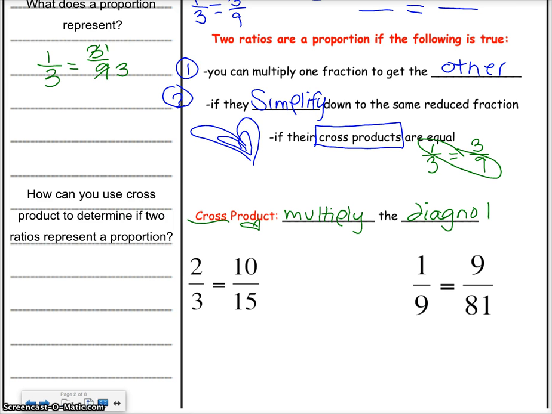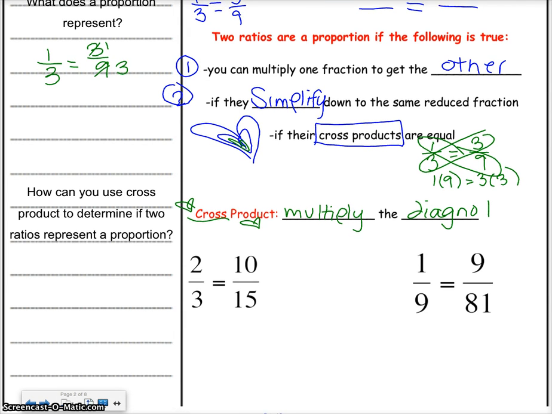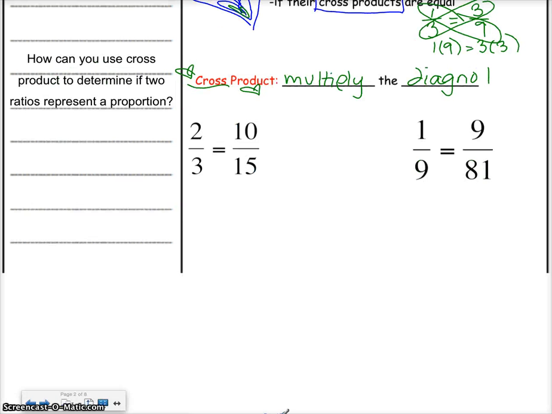So I want to know, does 1 times 9 equal 3 times 3? Heck, yeah, it does. 9 equals 9. They are proportional. Yay. Now, it might seem annoying to you, especially if it's one that you can do really fast, but trust me, most of them are not ones that you can do mentally. So this strategy, the cross product strategy, is the best strategy. And you use this to identify if two fractions are proportional. That means do two fractions equal each other?